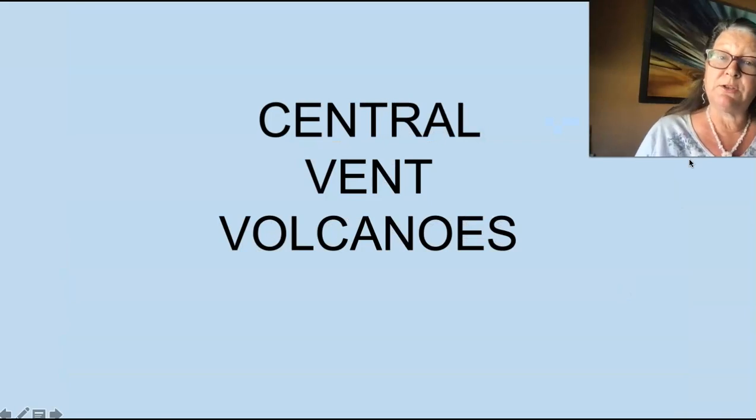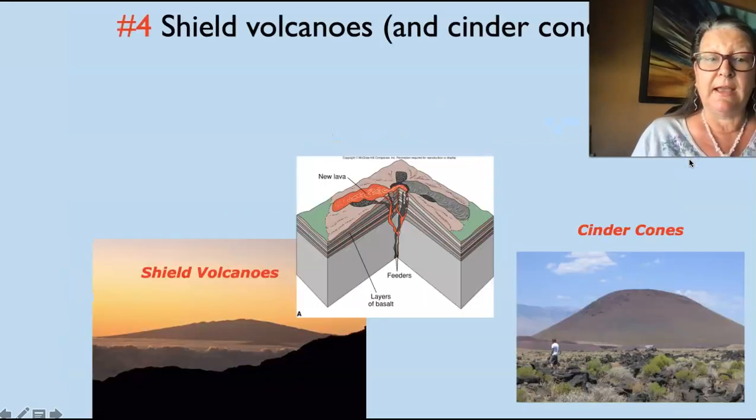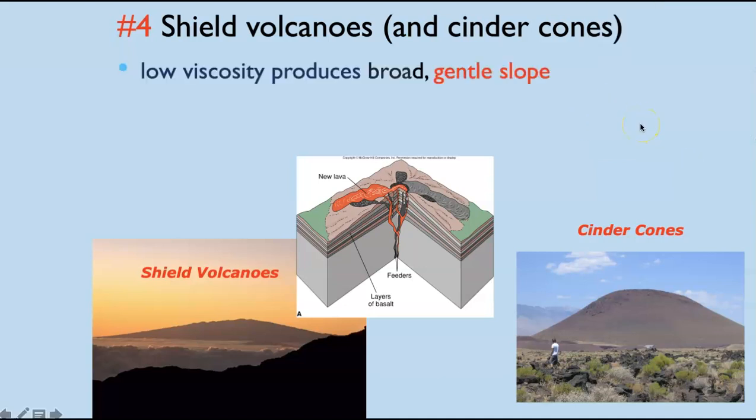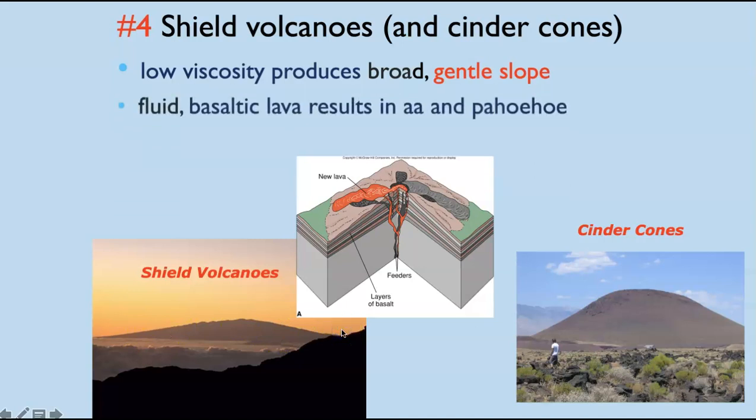So now we're going to move on to the central vent volcanoes. And number 4 is the shield volcano. These have low viscosity and they produce a gentle slope. We've talked about this in the last video. Here's one in Hawaii, and this gentle shield shape is formed by lava pouring down gently on the sides and slowly building up this gentle structure. Remember that this can result in A'a and Pahoehoe lavas, and again, they're gentle.